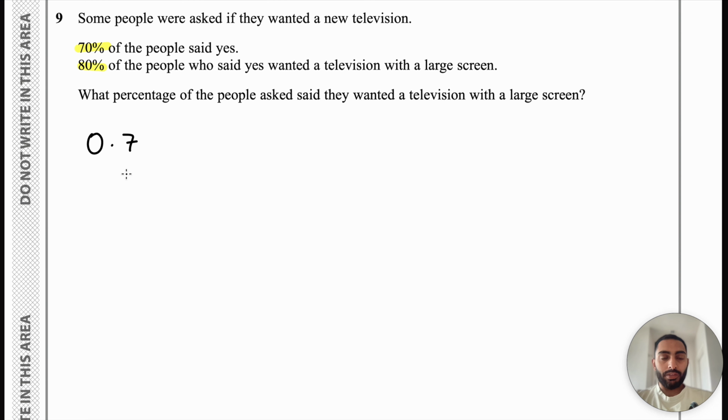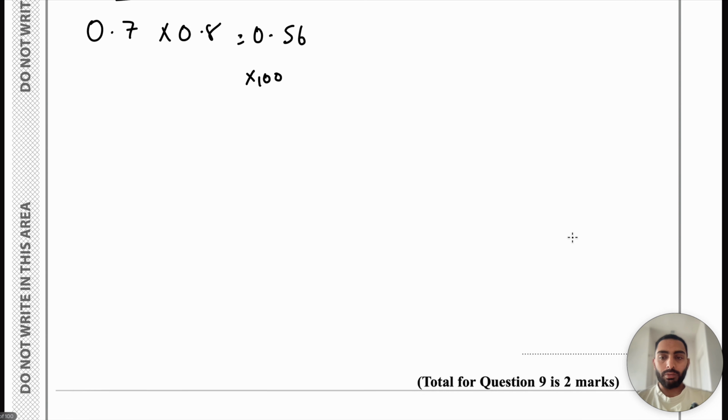And 80% of these people, so 0.8 of those people, would be saying yes, that they wanted one with a large screen. I'm just multiplying both of those together because I've got multiple events. So I'm doing 0.7 times 0.8. 7 times 8 is 56, and there are 2 decimal places, so it'd be 0.56. You can do it with a calculator as well, but it wants it as a percentage. So I just need to convert this back into a percentage. Just multiply this by 100, and that would become 56%.